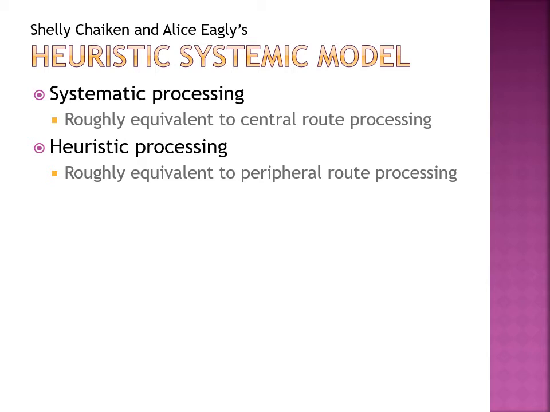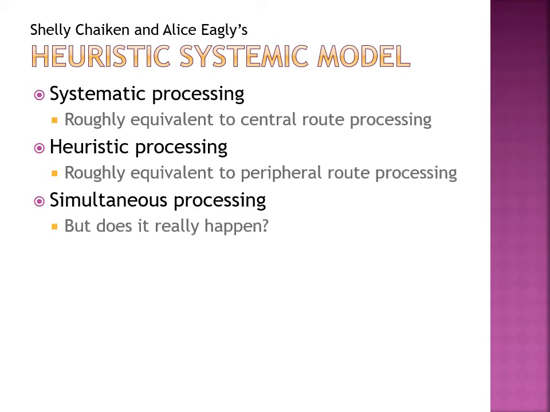So Chaiken and Eagly noticed that sometimes systematic processing happens, sometimes heuristic processing happens. They hypothesized that there could be simultaneous processing. Now, if you go back to the elaboration likelihood model, that model very clearly says either you're going through the central route or you're going to the peripheral route. It's one or the other. And I think it was right of Chaiken and Eagly to ask the question, well, is it possible to use both? Is it possible to use both at the same time?